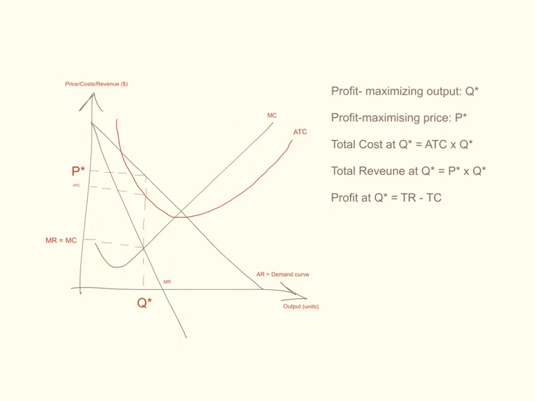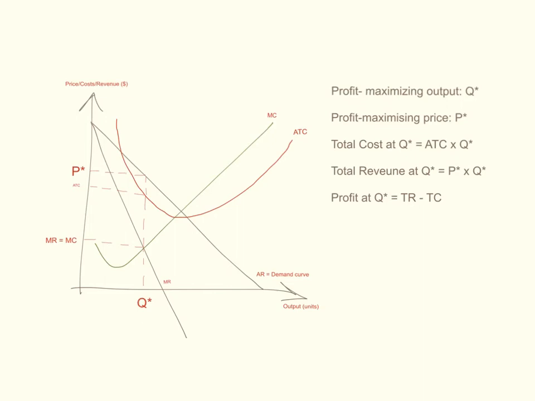We know that the marginal cost curve intersects the average total cost curve at the minimum point. So this red curve is the average total cost curve. Now, where marginal revenue intersects marginal cost, they intersect at this point. You draw a vertical line down to get the profit maximizing output. We'll call that Q star.